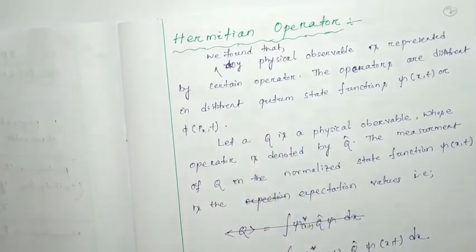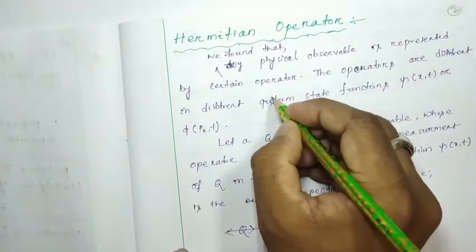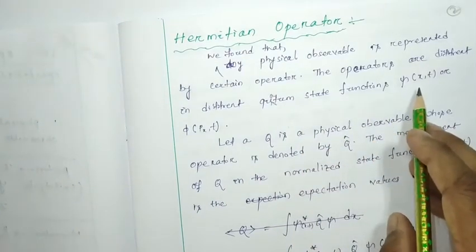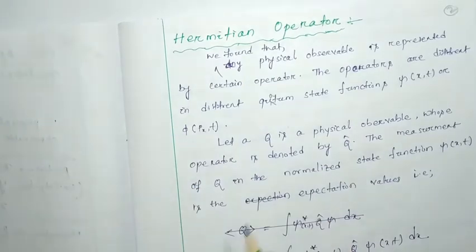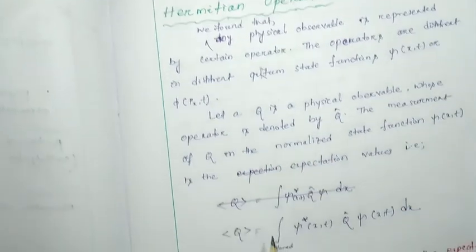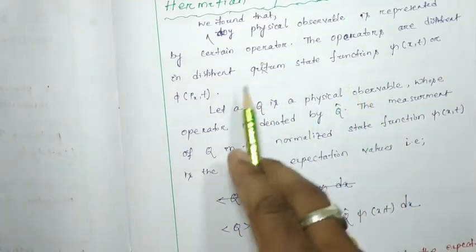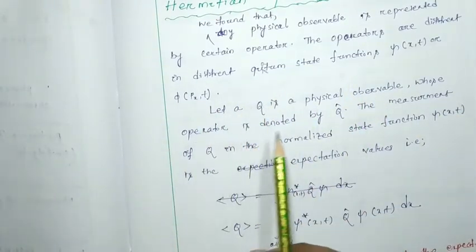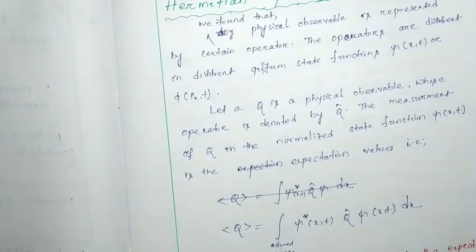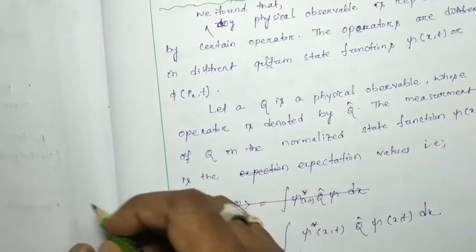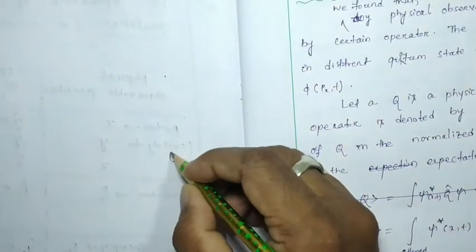Quantum state functions, here I mistakenly did not write the A, may be in coordinate space or momentum space. We have to consider a physical observable in general, that is Q. The physical observable is Q, whose operator is denoted by Q cap, because we have discussed that the operator of a physical observable will be represented in general with a cap.